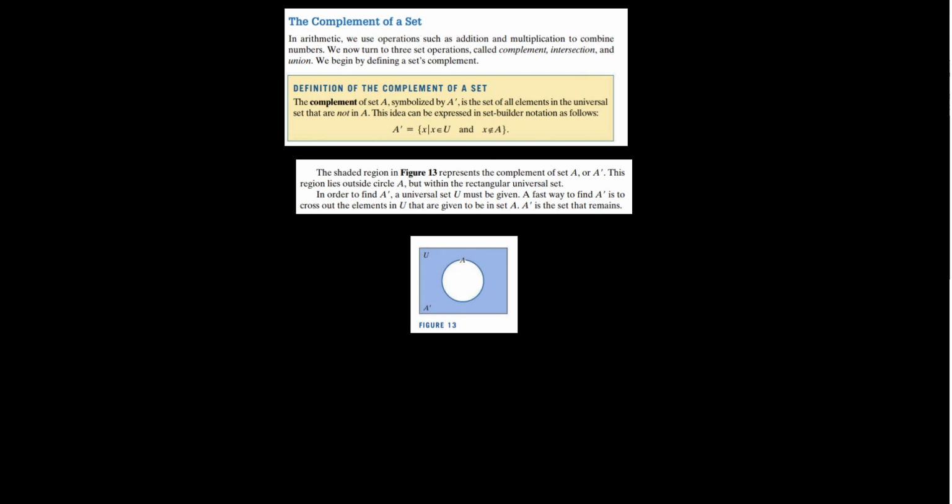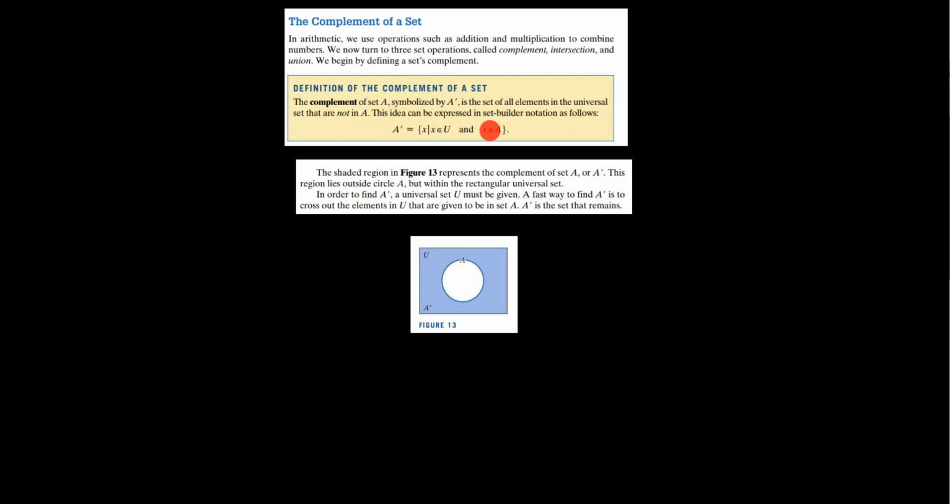All right. So the complement of a set. In arithmetic, we use operations such as addition and multiplication to combine numbers. We now turn to three set operations called complement, intersection, and union. The first one we're going to talk about is complement. The definition of a complement of a set. The complement of a set A. Okay, so we have some set A. The complement is going to be symbolized by A with a little comma up top. It is a set of all elements in the universal set that are not in A.